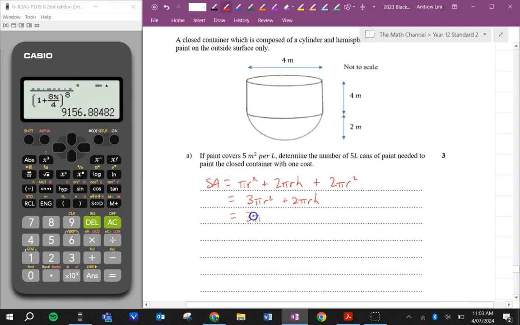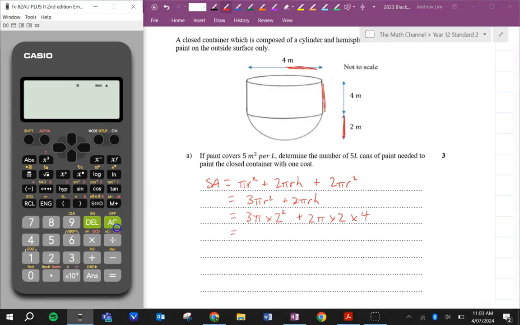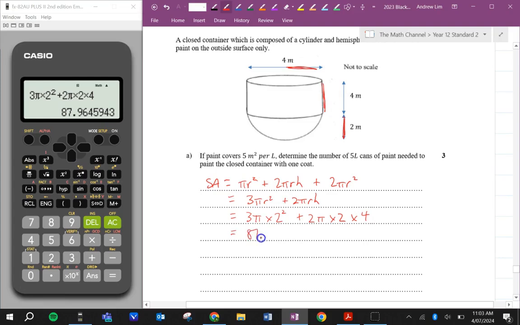So we have 3 pi times the radius, which is 2, because the diameter is 4, so the radius is only 2. You can also see here that the radius is 2. Plus 2 pi times 2 times the height, which is 4. That gives 87.96 square meters.